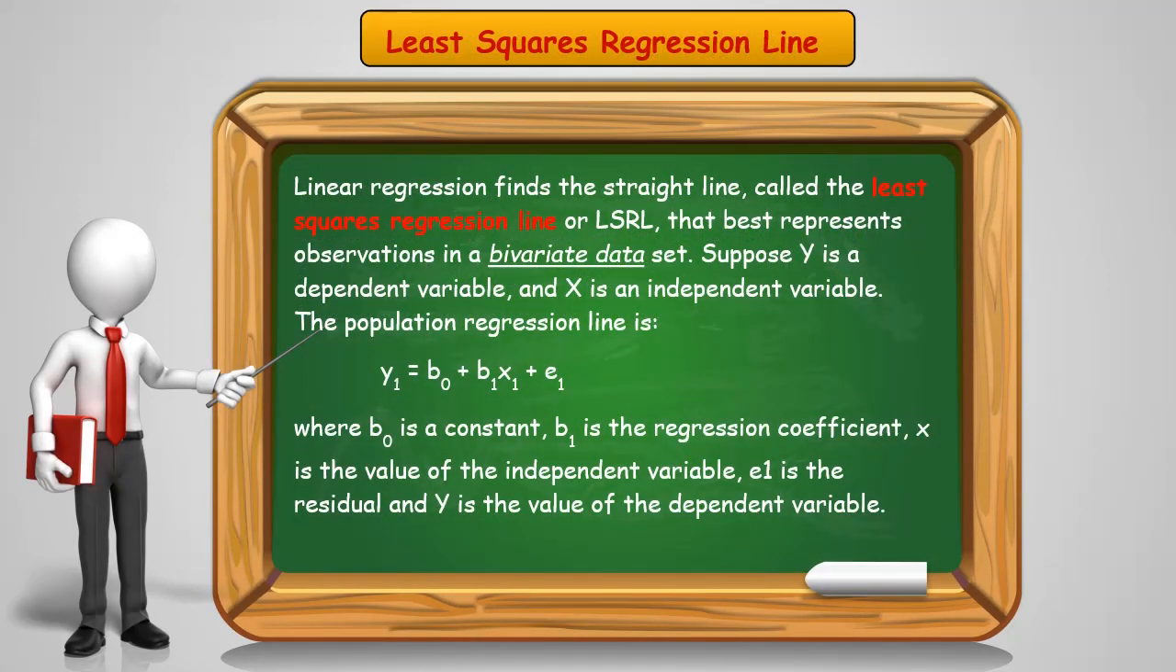Let's start by explaining the process mathematically. Linear regression finds a straight line called the least squares regression line, LSRL, that represents the observations in a bivariate data set. So suppose y is a dependent variable and x is the independent variable. The regression formula, and this is the formula you're always going to see, is y = b0 + b1 x1 + e1, where b0 is a constant number, b1 is the regression coefficient, x is the value of the independent variable, and e1 is the residual left over after the computation of y.